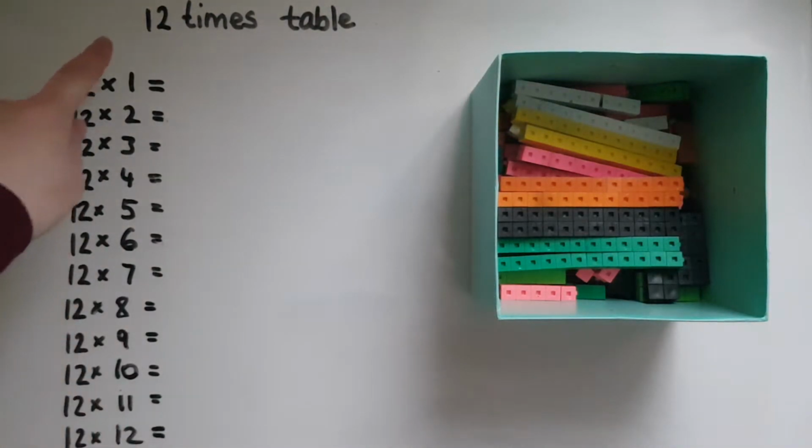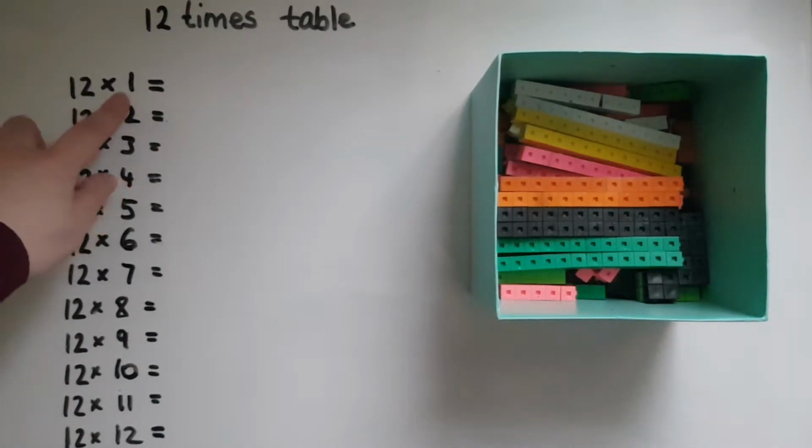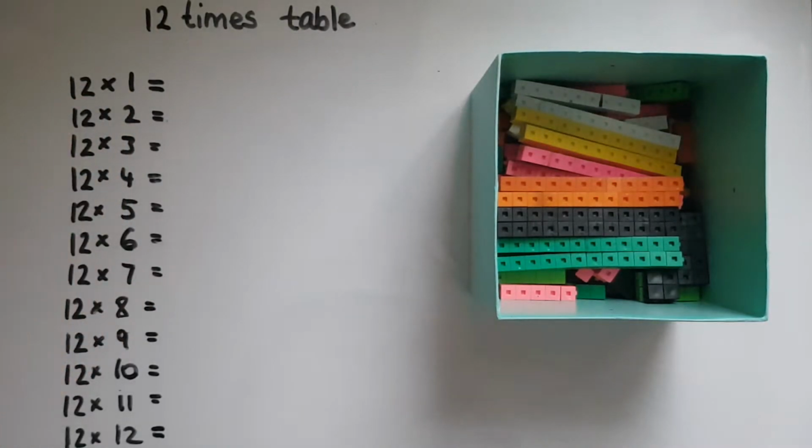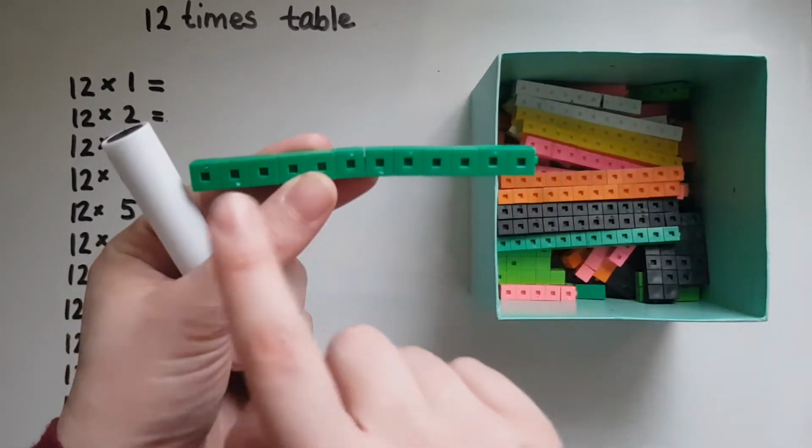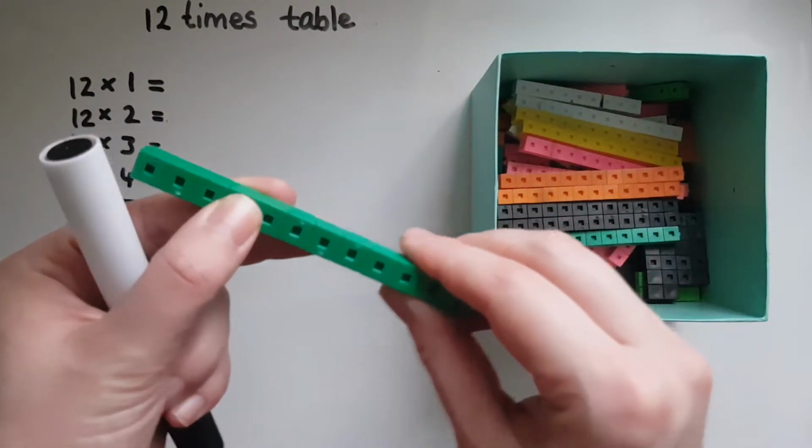So 12 times table, as the name suggests, we're doing something 12 times. So if I put my hand in this box 12 times and get out one cube each time, I'll end up with 12 cubes in total. So there we have it. One each time, that makes 12 of them.